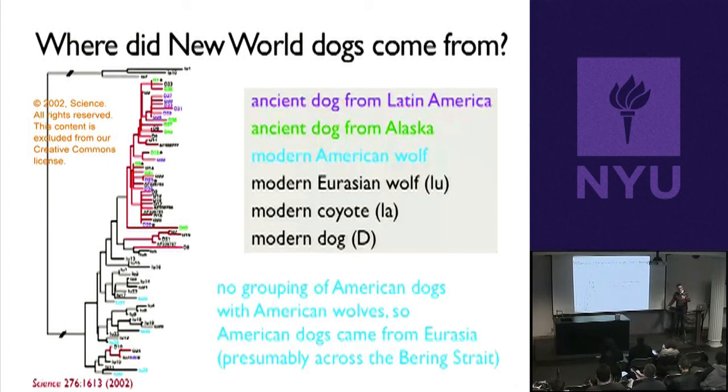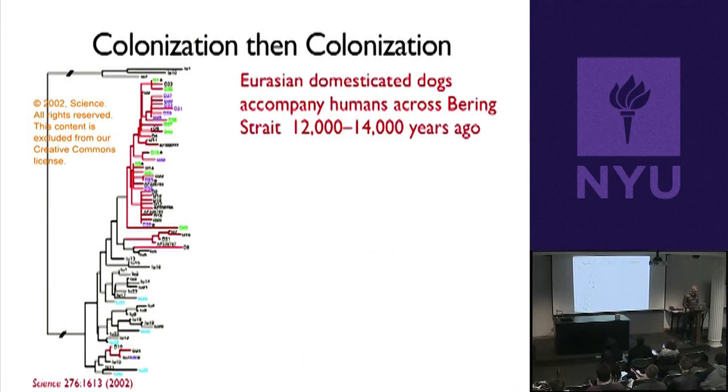Okay, so this is basically the evidence of where those dogs came from. And it's interesting because if you do the timing on this, the timing is exactly right for when our ancestors, basically Native Americans, first arrived from across the Bering Strait. Okay, so that's what I just said. Basically, looking at that tree, we can make an anthropological statement, right? Which is that the domesticated dogs from Eurasia must have accompanied humans across the Bering Strait about 12,000 to 14,000 years ago, okay?